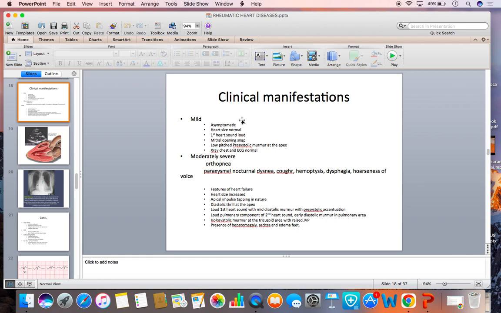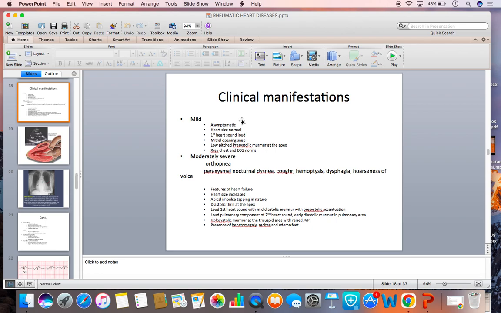So these are the features you see in mild mitral stenosis. Apical impulse is normal, first sound is loud, there is an opening snap followed by a presystolic murmur, which is low pitched, best heard with the bell of the stethoscope with the patient in left lateral position. In the same position, you can appreciate a diastolic thrill.